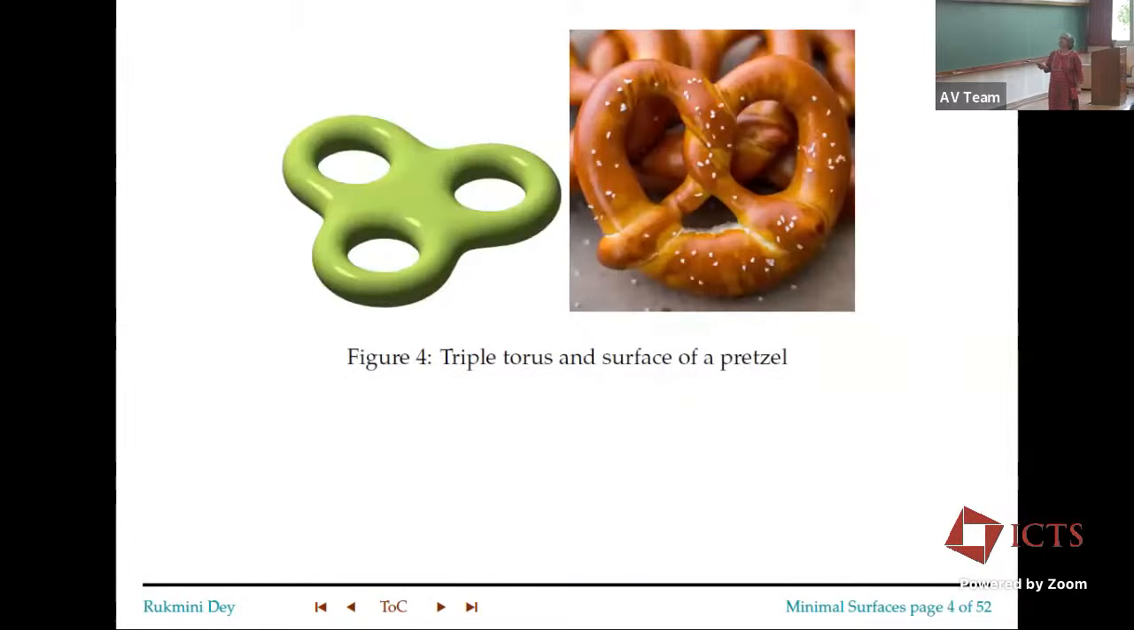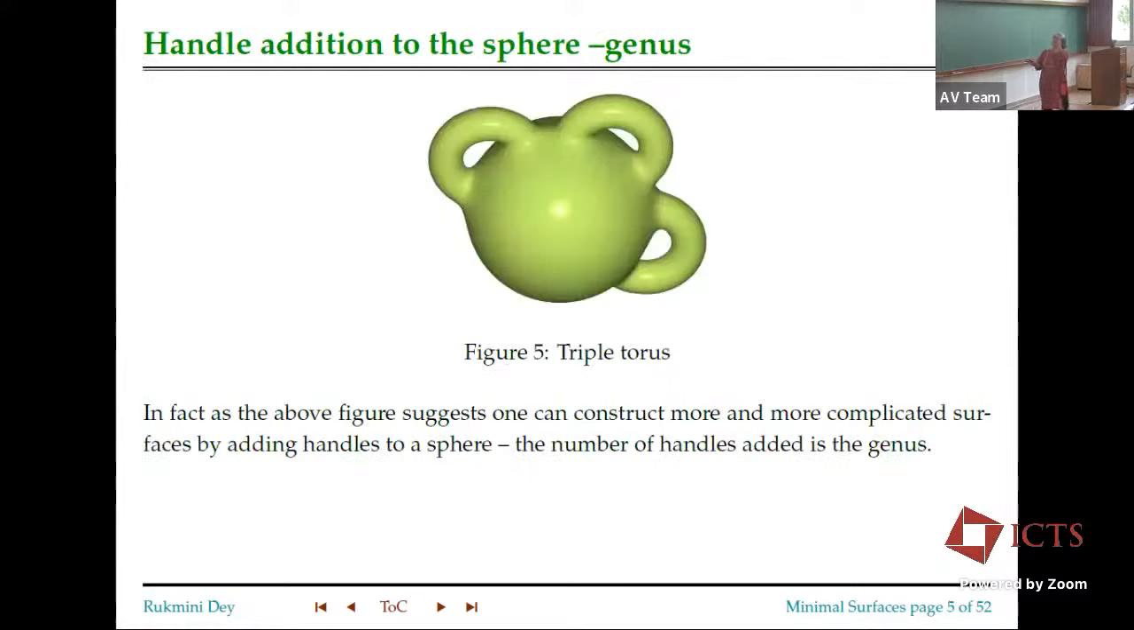And you can talk about double torus, you can talk about triple torus. In the triple torus, you see there are three holes, like a pretzel, the surface of a pretzel, okay? So how do you make this? Well, you take a sphere and take out some discs from it, and add handles. Do you see what I mean? Supposing you want to make a torus out of a sphere, you take out two discs and add a tube, right? Got it? You just add a tube. So that will give you a torus. If you want a pretzel, you add two more handles.